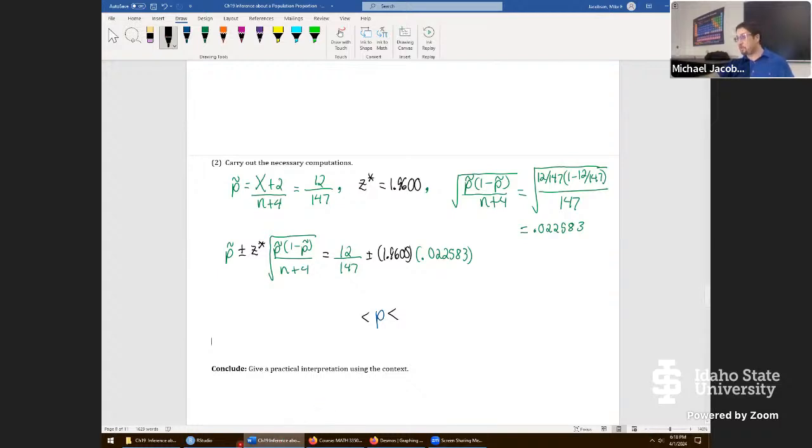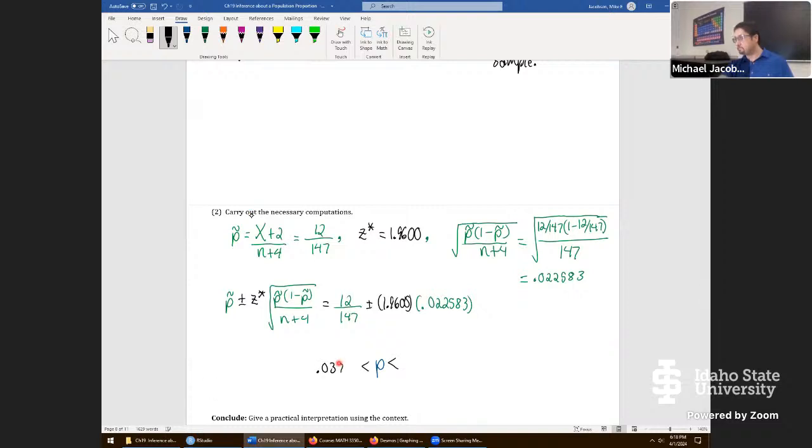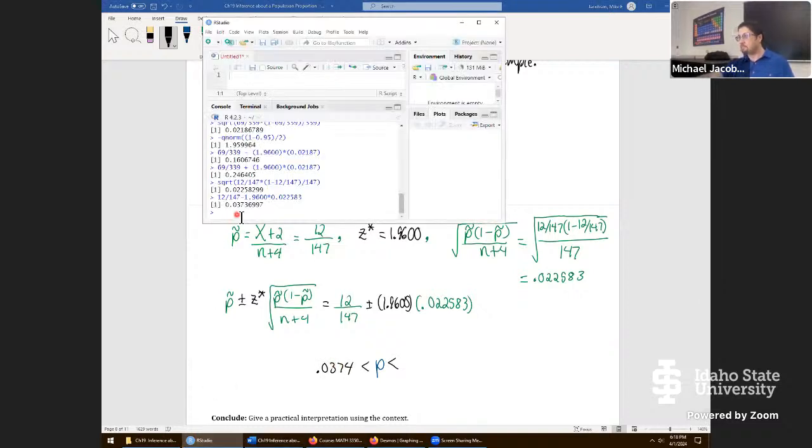So same kind of stuff as we've been doing essentially since chapter 14. And these are the new values we'll throw in. 12 over 147 minus 1.9600 times 0.022583. So we have a lower bound of 0.0374. Okay, that looks about right. Then next one, convert this to a plus. And that's finally our upper bound. We've got 0.1259.